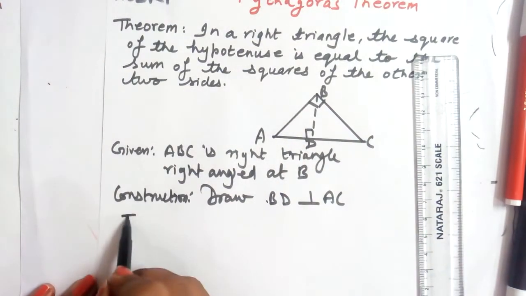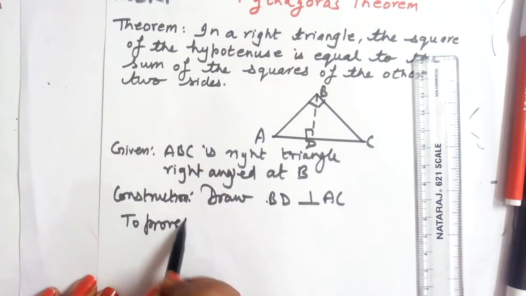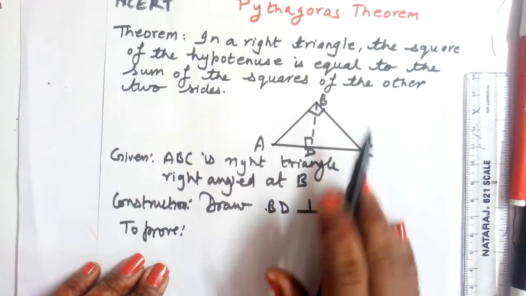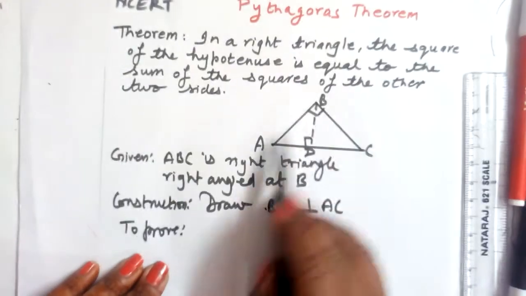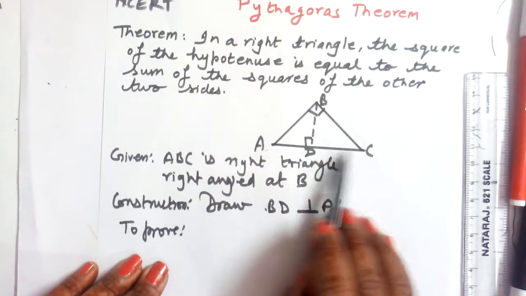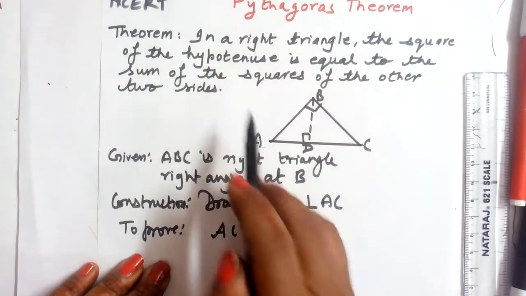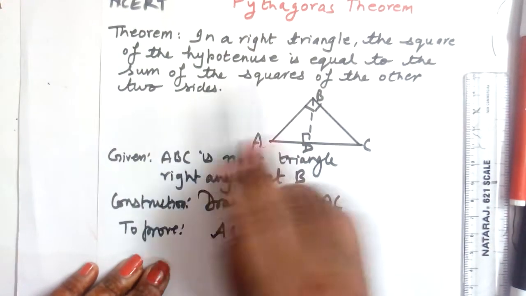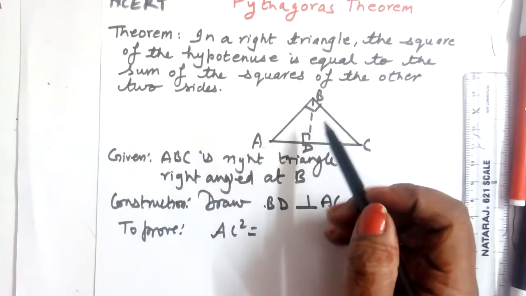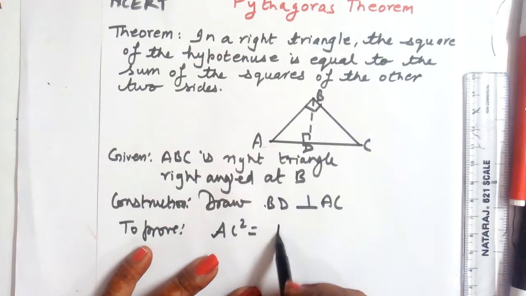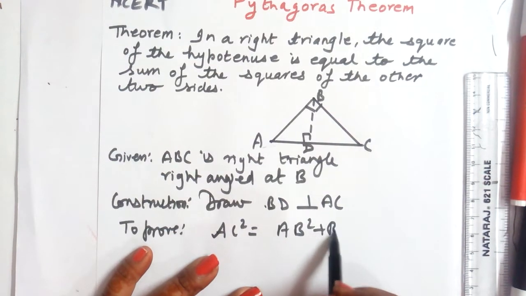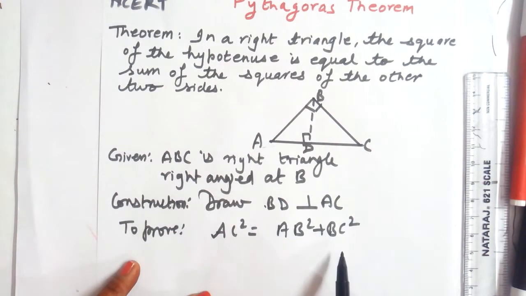Now what we need to prove? According to the theorem, we need to prove the square of the hypotenuse. So the triangle ABC, the hypotenuse is AC. So we need to prove AC square is equal to the sum of the squares of other two sides. So other two sides are AB and BC, AB square plus BC square. So this is what we need to prove.